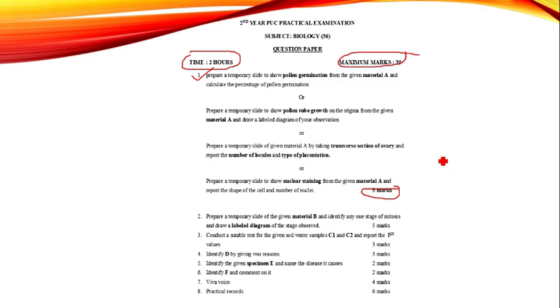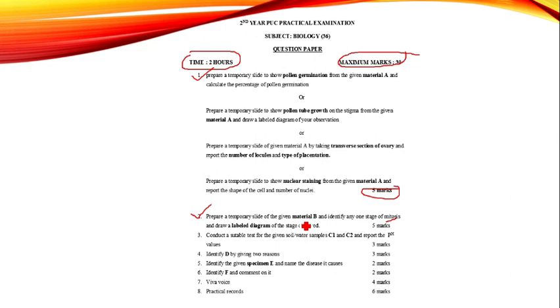In these 5 marks, for preparation of the slide there are 3 marks; they will observe your slide and give 3 marks. Then for writing about that slide, 2 marks. Then question number 2, which is common for all students. Question number 2 is the mitosis experiment.